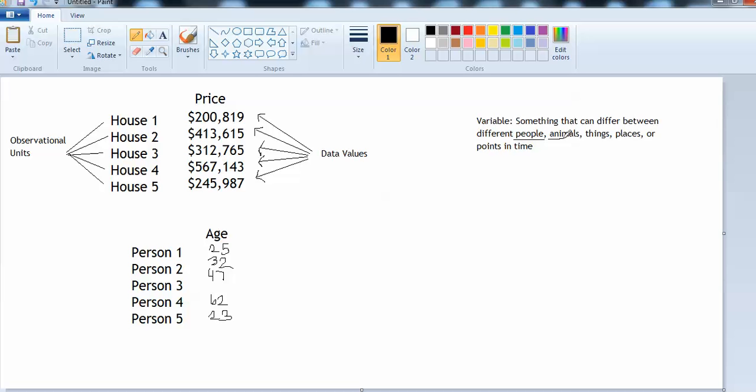What about some variables that have to do with animals? Well, height would also be a variable because different animals have different heights. Age would also be a variable, again, just like with people, because different animals have different ages. But what about some variables that have to do with things?